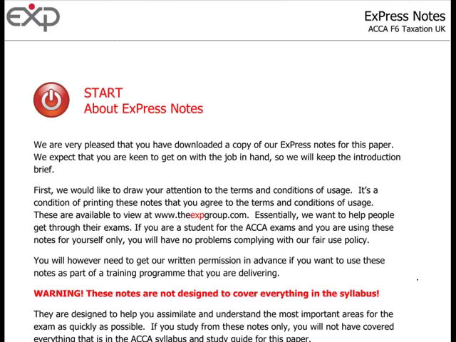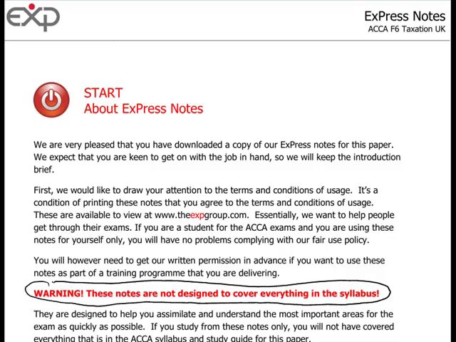Okay, first of all, the sort of disclaimer, as we always do in these sort of things. Please note that these notes are not designed to cover everything in the syllabus. Okay, they are meant to be a synopsis of the syllabus, albeit there's 18 chapters. So let's keep going, but do remember that it's not meant to be everything.